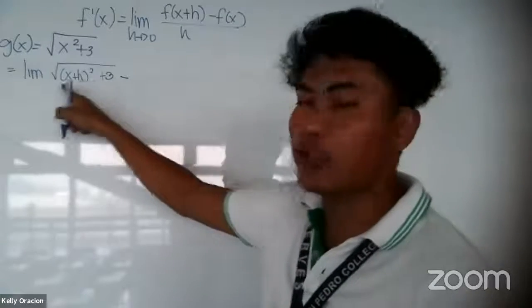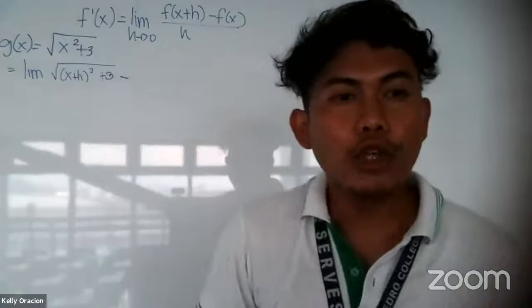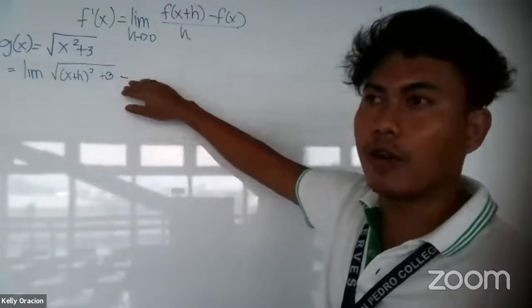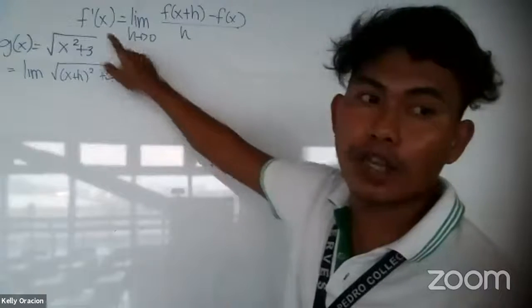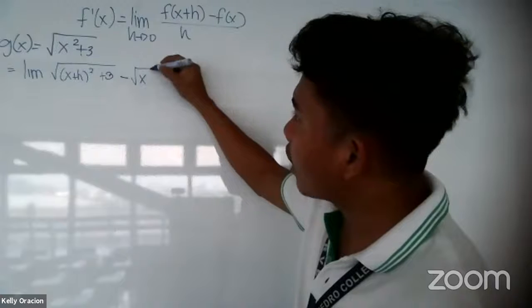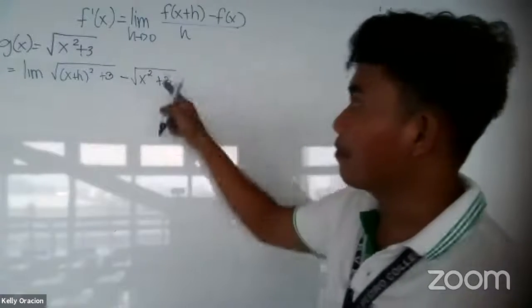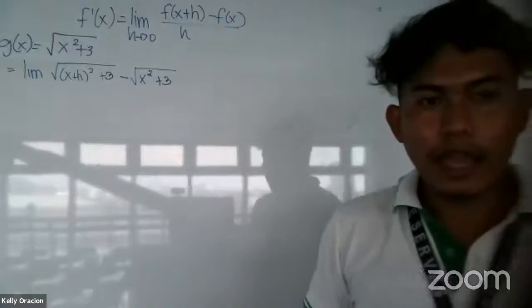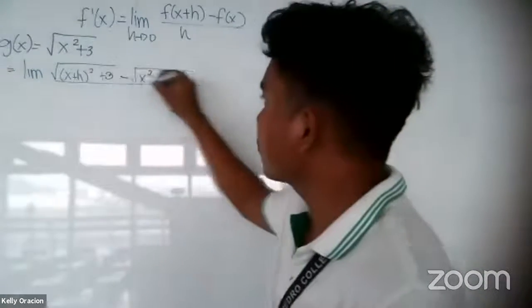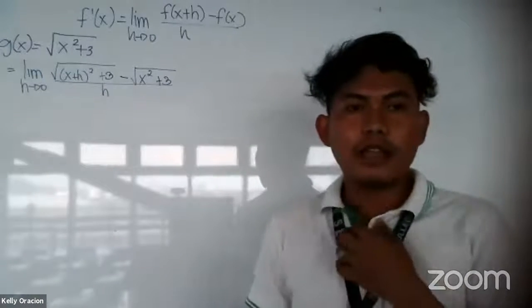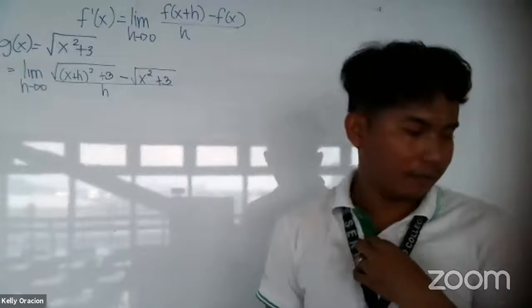So after substituting it by x plus h, you are going to subtract it by our given function. So subtract to our given function x squared plus 3. Ito. Then all over h as h approaches 0.